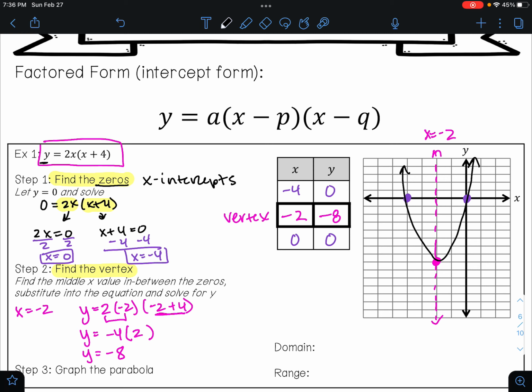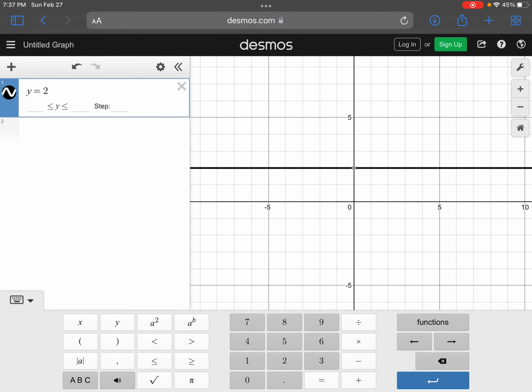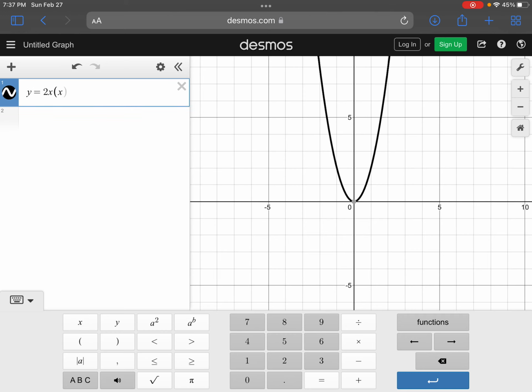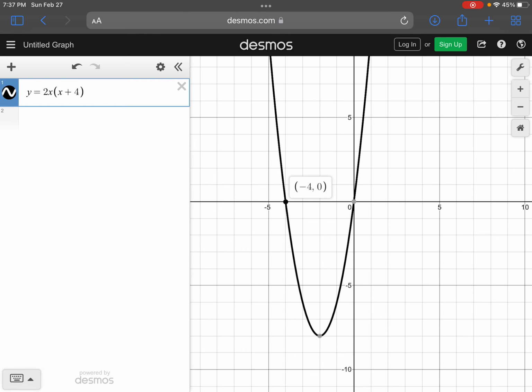Now, we have been using Desmos to graph lots of things, and so let me also show you how you can do this in Desmos. So remember, our original equation is right here, y equals 2x times x plus 4. So I'm going to go over to Desmos, and I'm going to type that in. Y equals 2x parentheses x plus 4. So I can see that I have a 0 at negative 4, 0, and I have another 0 at 0, 0. And my vertex is at negative 2, negative 8. So you could also just type this into Desmos and copy down these 3 points and then graph it that way. Both ways are correct.